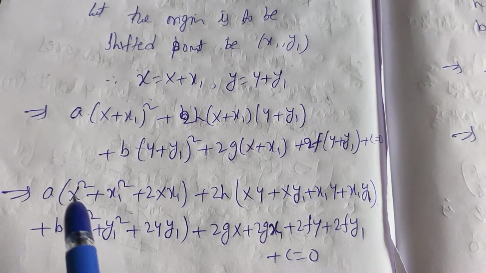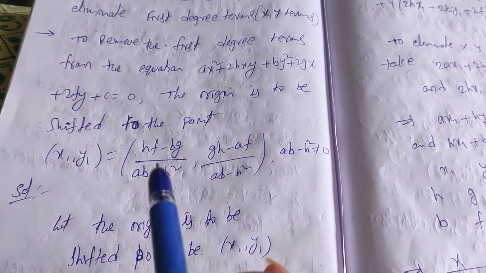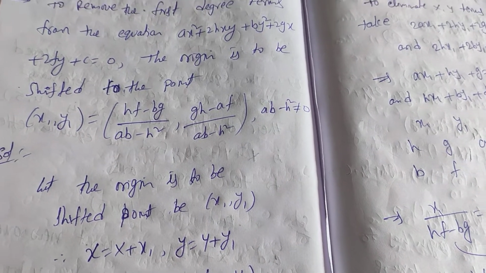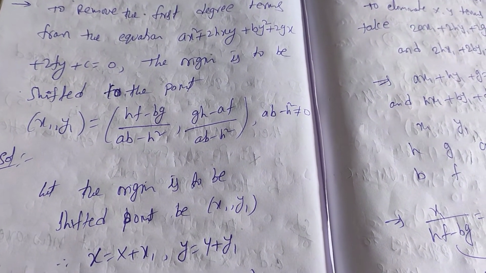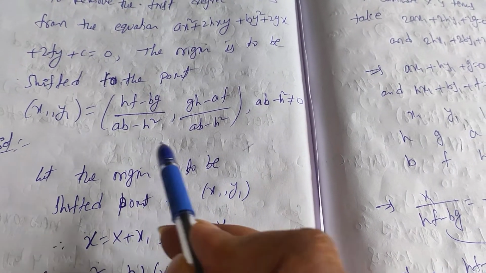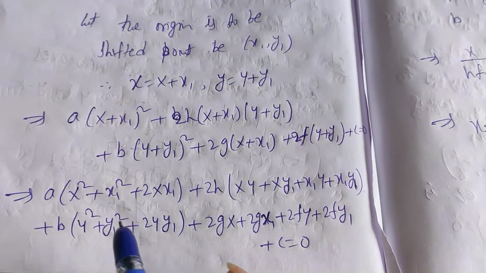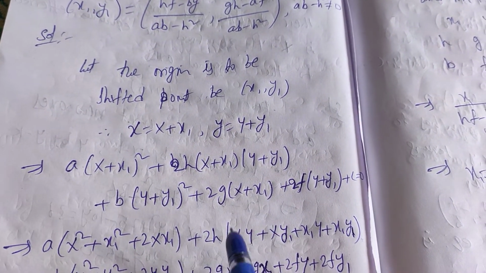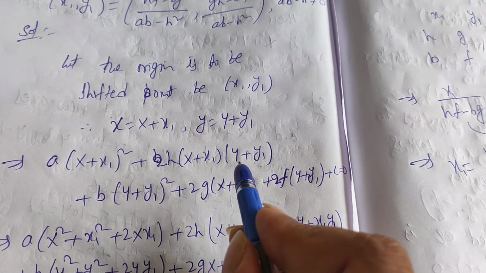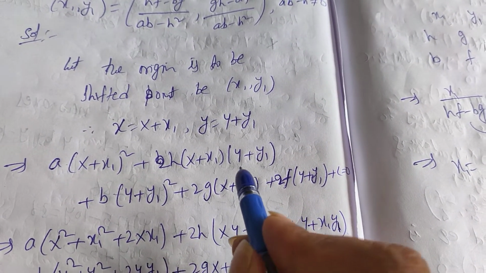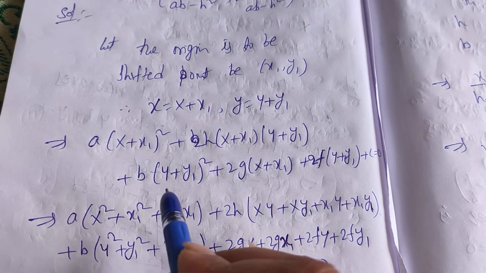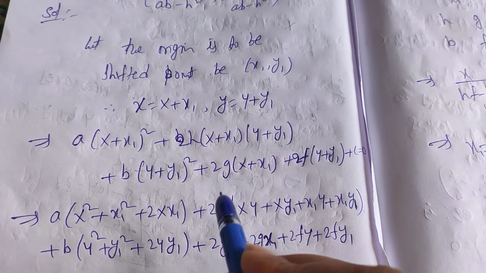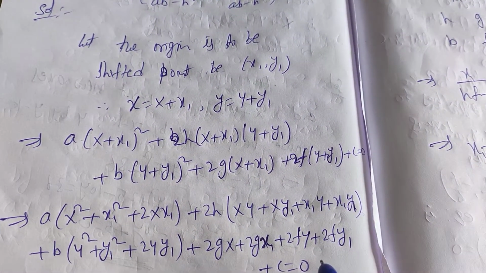So this implies I am finding the formula. I am not finding the transformed equation according to the new coordinate axis. I am just finding this point here. So this implies a into, expanding, X square plus x1 square plus 2X x1, plus 2h into, first you multiply these two factors, XY plus XY1 plus x1 Y plus x1 y1, plus b into (Y plus y1) whole square, Y square plus y1 square plus 2Y y1, plus 2gX plus 2gx1 plus 2fY plus 2fy1 plus c is equal to 0.